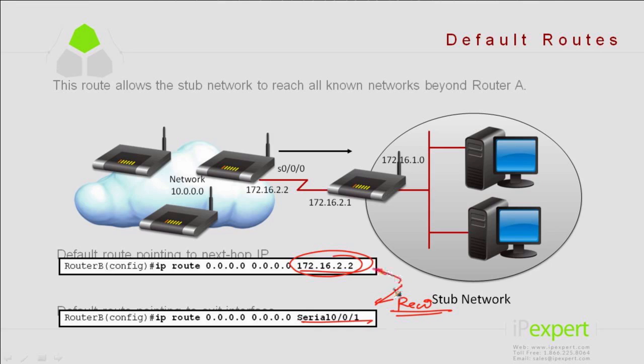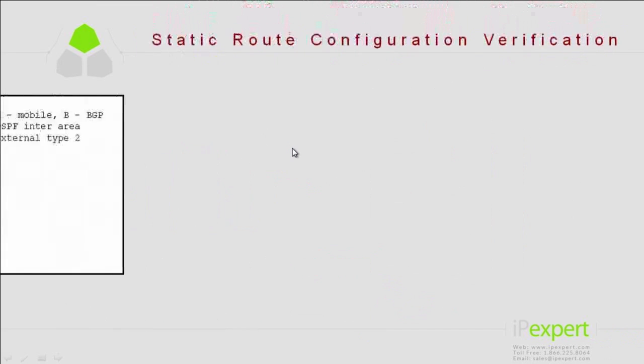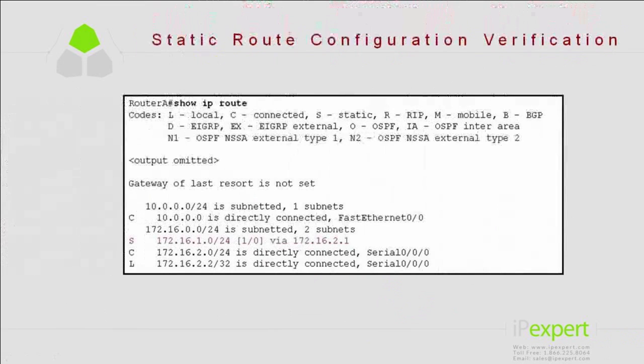Excuse me, if we send it to an IP address, we have to recurse it. So we need to know what physical interface to actually send it through. So we can point it to a next hop, or we can point it out an interface. The next part of this is going to be understanding what ends up happening and how to verify reachability.